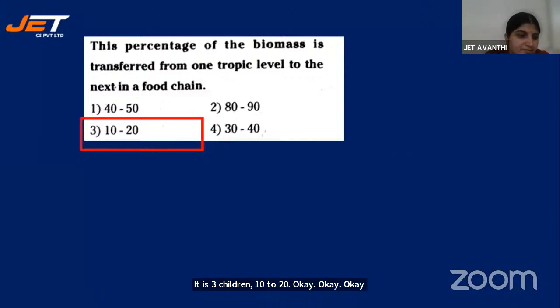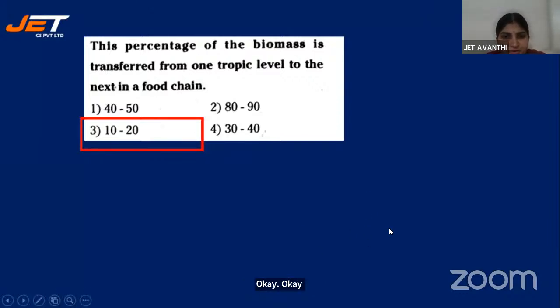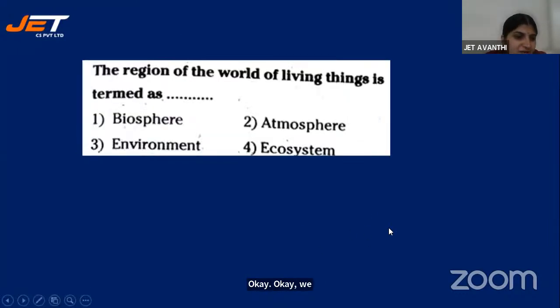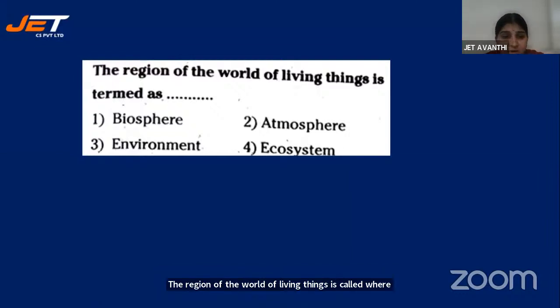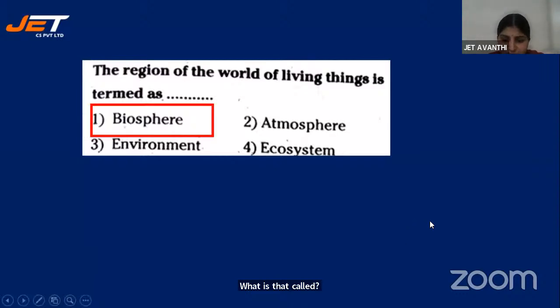Yes. Next, children. We'll move to the next one. Next question. It is 10 to 20. Next. The region of the world of living things where the living things can survive is called what? Biosphere, atmosphere, environment, ecosystem. That is called biosphere. Already repeated, children. It is option 1. Yes, Amulya has given the correct answer. Vardhan. Yes, good. Good, children.